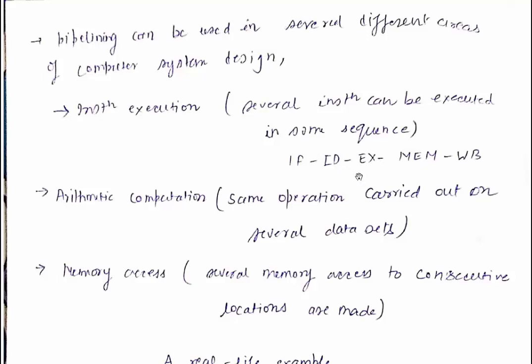Okay, so likewise we can execute the instructions in an overlapped fashion, so that we can get a significant speed up. And the second is arithmetic computation. Let's say we have to perform the same operation over several data sets. Say we have 10 values, and we have to add a constant number to them, or multiply them by a constant number. That we can do simultaneously on those 10 numbers.